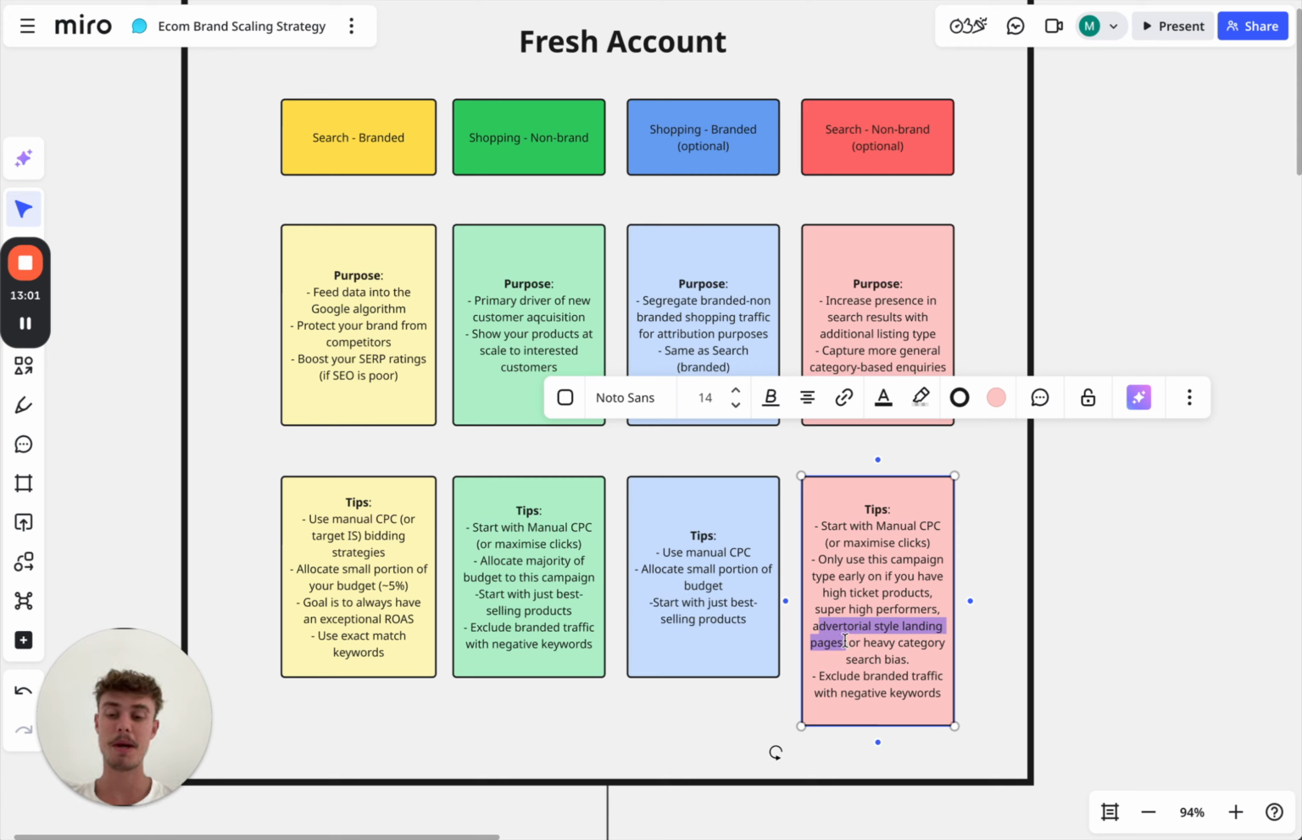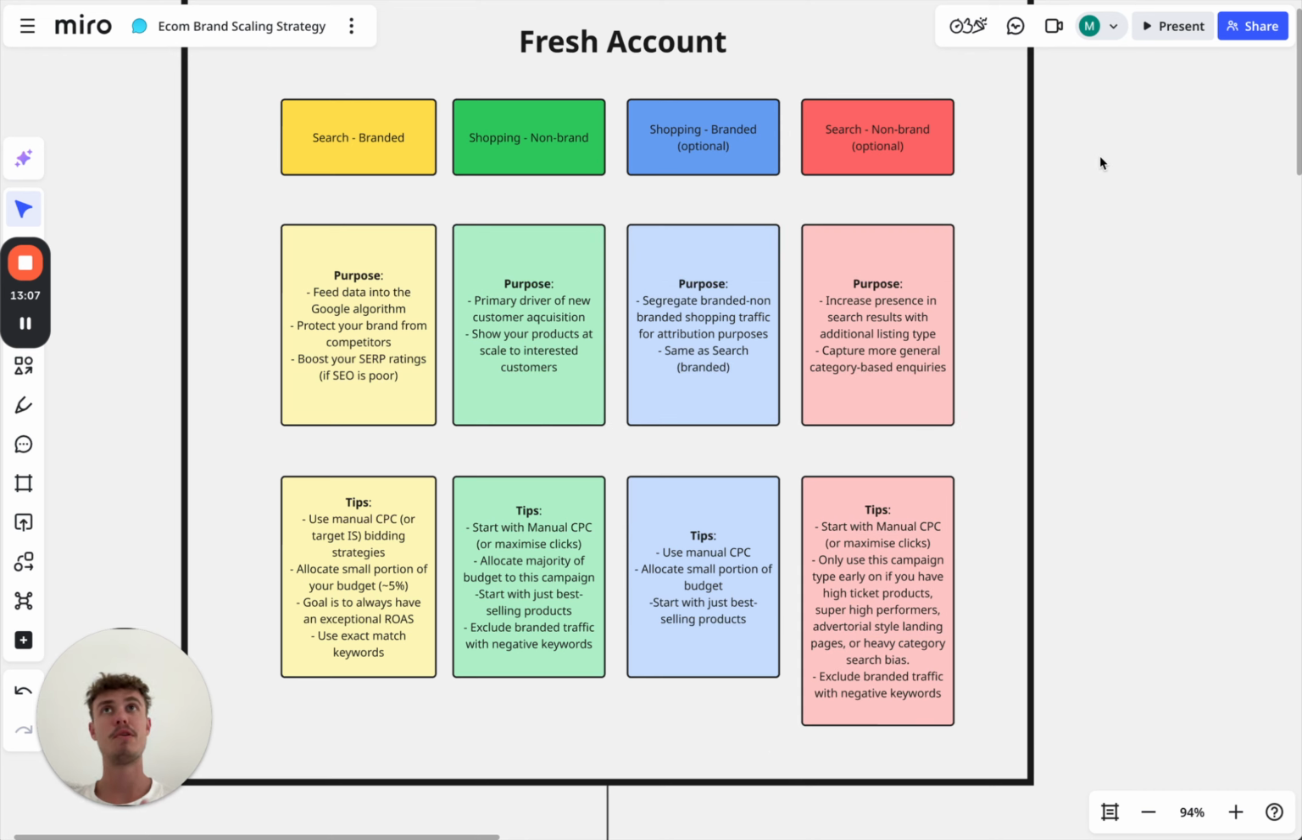So advertorial style landing pages is basically, it allows you to target more top of funnel traffic with these search campaigns, right? So for example, let's say someone's searching for a very top of funnel term. Why is my food sticking to my pan, right? That's very top of funnel for a frying pan store. You have a search ad that appears for that, and the search ad says, find out why food is sticking to your pan and how to fix this problem, right?